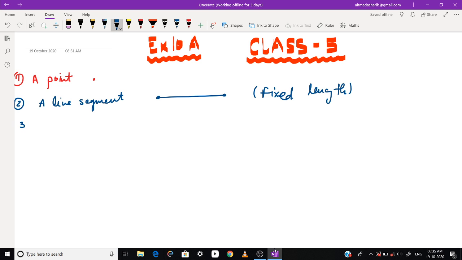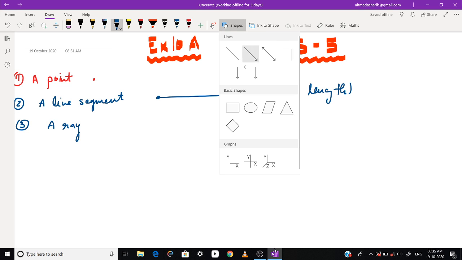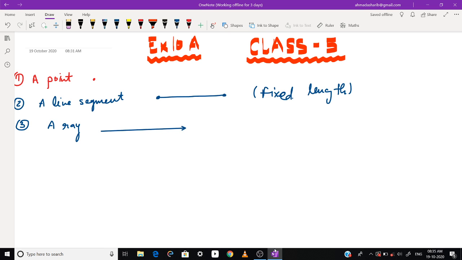Then the third point is a ray. So what is a ray? Basically, this is a ray. Okay, it has an arrow on one of its ends, and on the other end it has an endpoint. So this is an endpoint, and on one of its ends it has an arrow. So this is a ray.